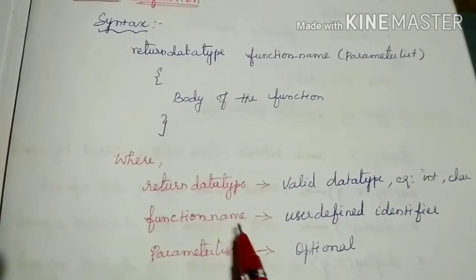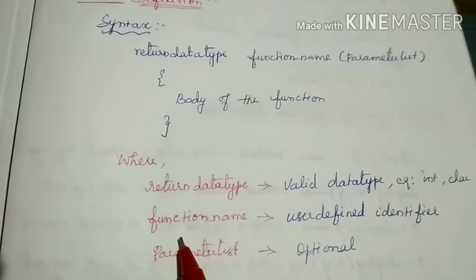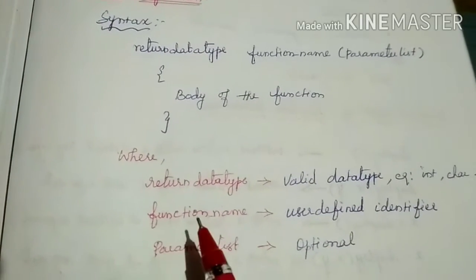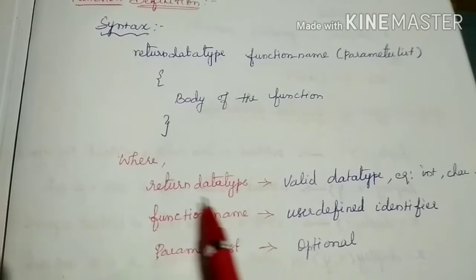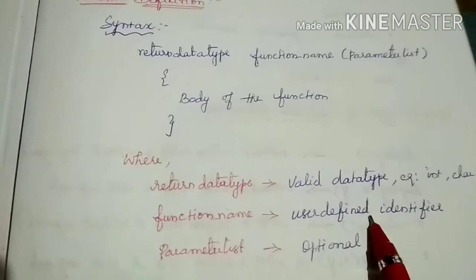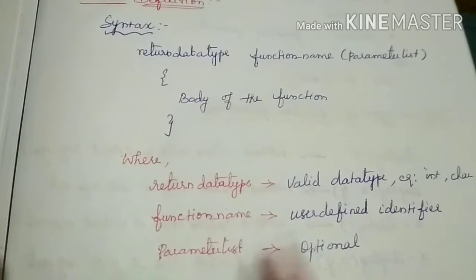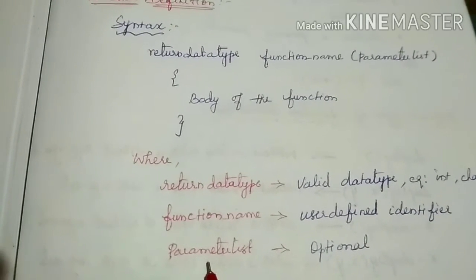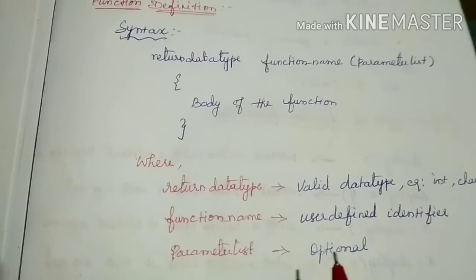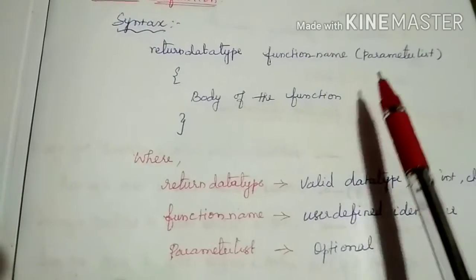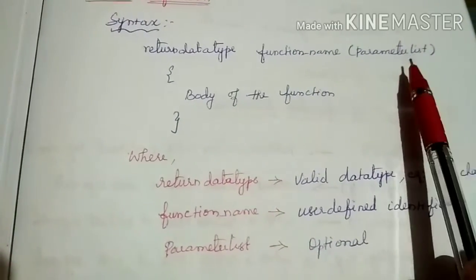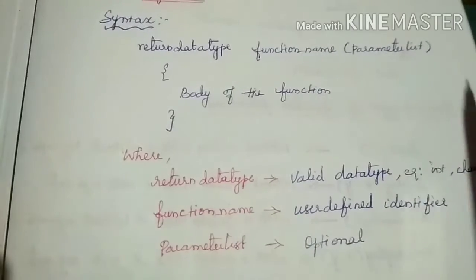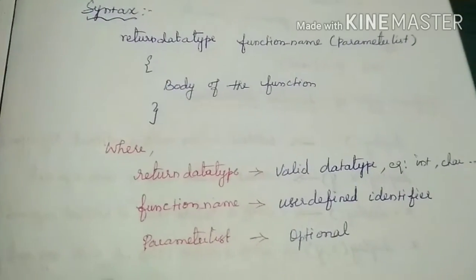Okay, and then function name. This is declared by the user, so it is also one of the variables. This is called the function name, a user defined identifier. Identifier is otherwise called a variable. Okay, and then give the parameter list. The parameter list is optional. If you need the parameter list, we give it, otherwise no need to give the parameter list.